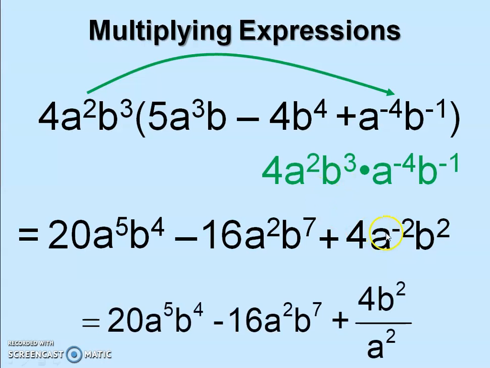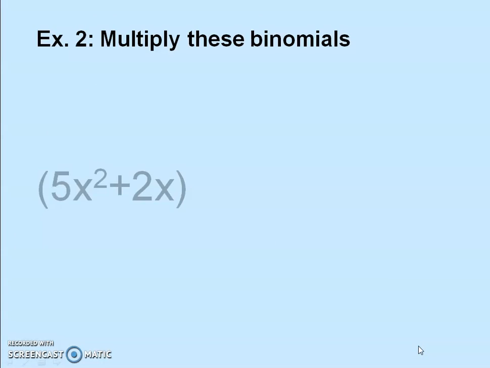And finally, if there are any negative exponents, those negative exponents are rewritten. So if they were in the numerator, they move to the denominator and vice versa. And it's just that a to the power negative 2 that moves down. So that's a reminder of how to multiply.